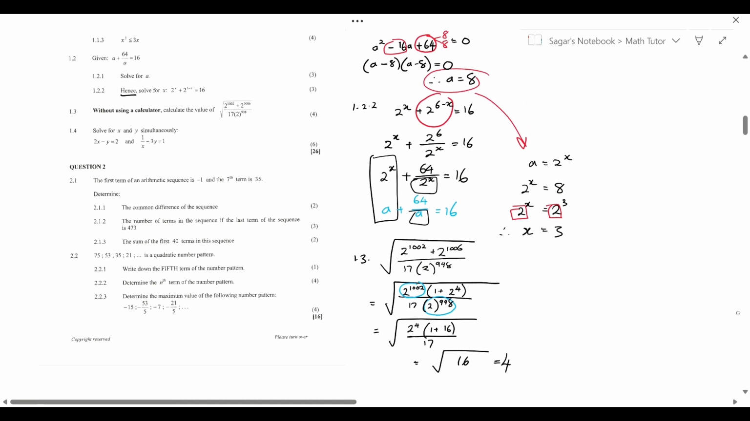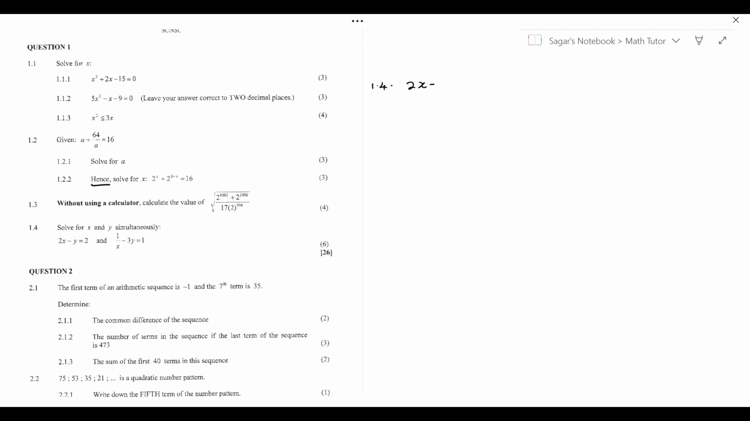Quite simple. Now let's go on to 1.4. y minus 1 equals 2x. Let's call this equation 1. Then we have 1 all over x minus 3y equals 1. Let's call this equation 2. Now I will look for the simplest term, which is equation 1, and I see y. So I'll make y the subject of the formula. So y is equal to 2x minus 2.